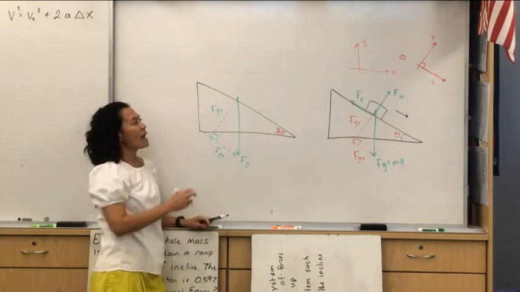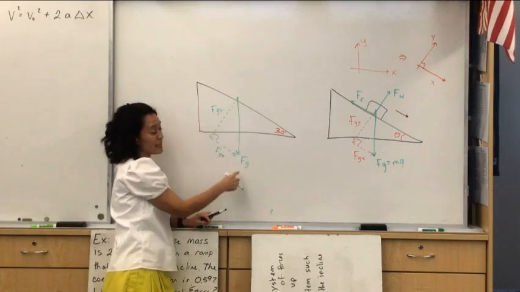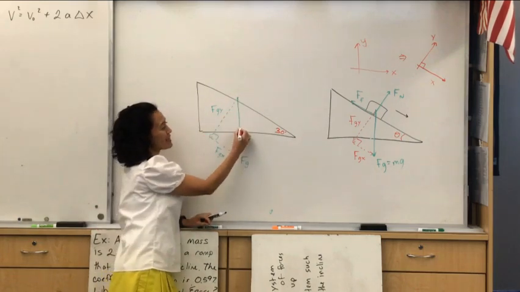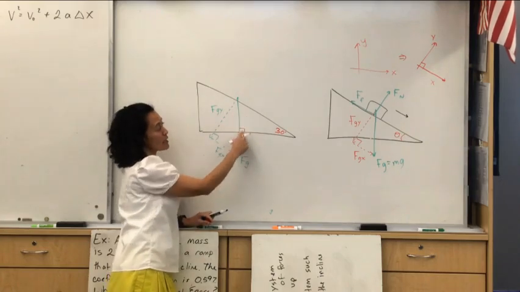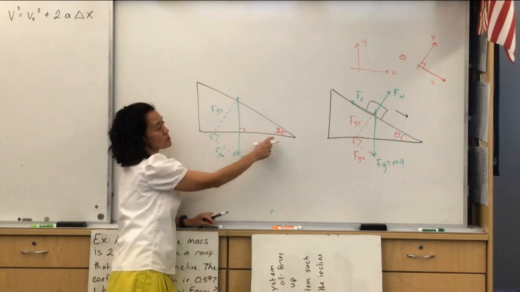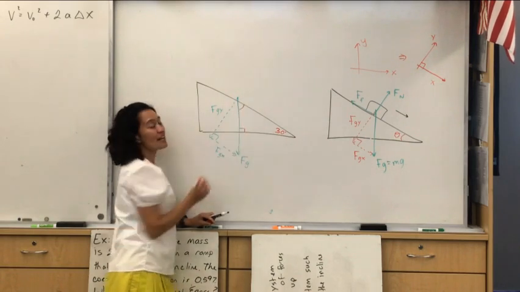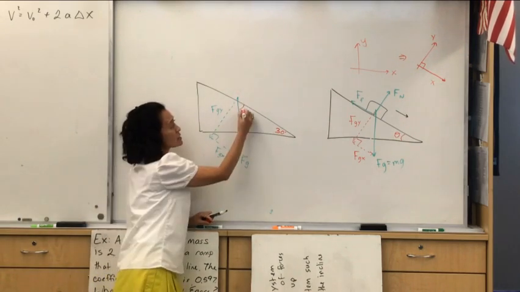Okay? Fg comes straight down, and if it comes straight down, it means that this is 90 degrees. If this is 90 degrees, it means this triangle here is a right triangle. So if this is 30, this has to be the complementary angle of 60.